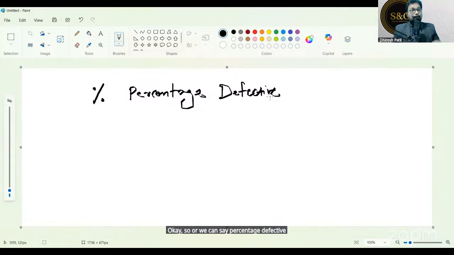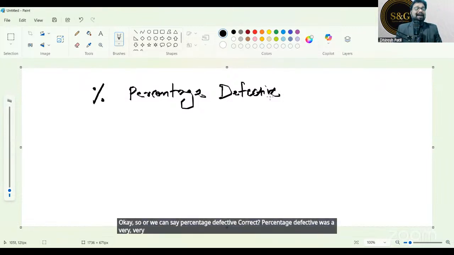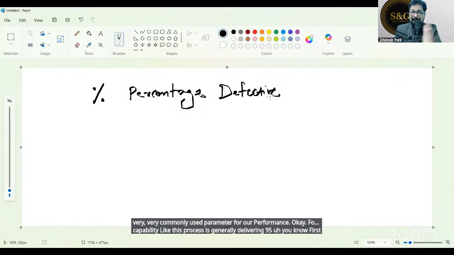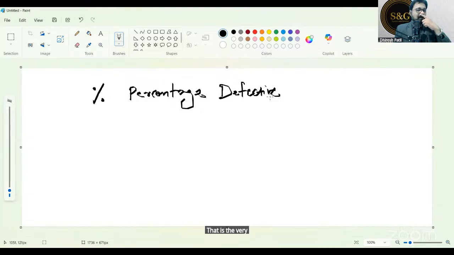Percentage defective was a very commonly used parameter for our performance, for our capability. For example, this process is generally delivering 95% first time right, meaning out of 100, 95 pieces will come out absolutely first time right without any defect. That is the very basic understanding of percentage.